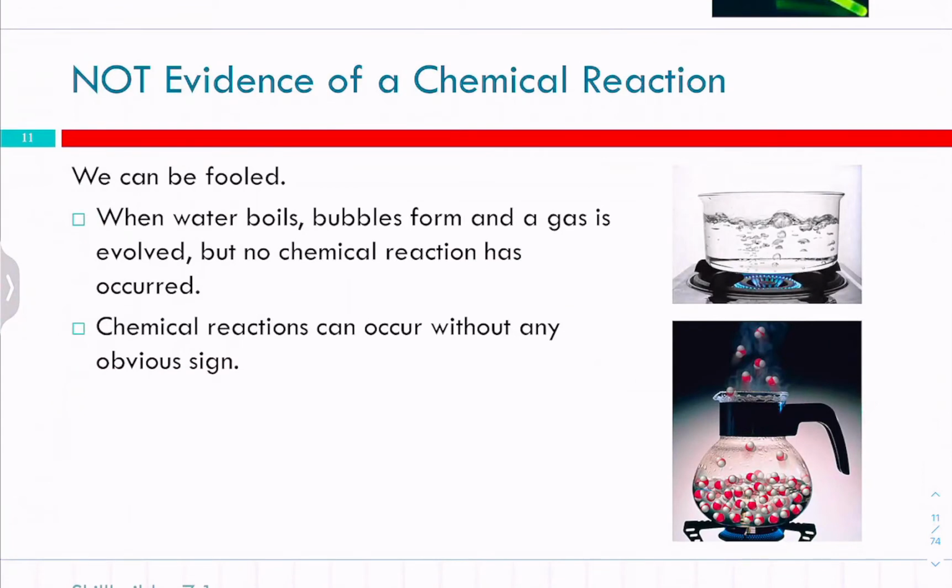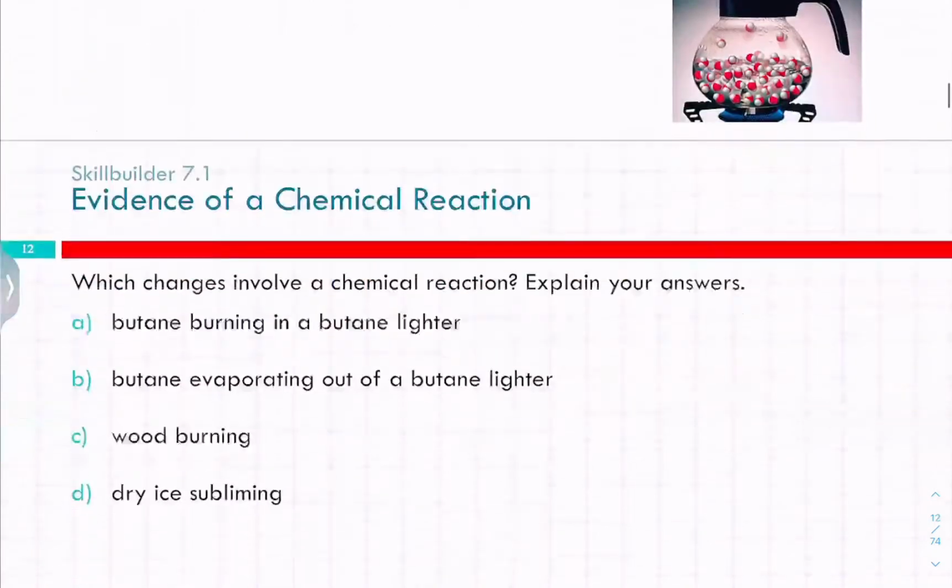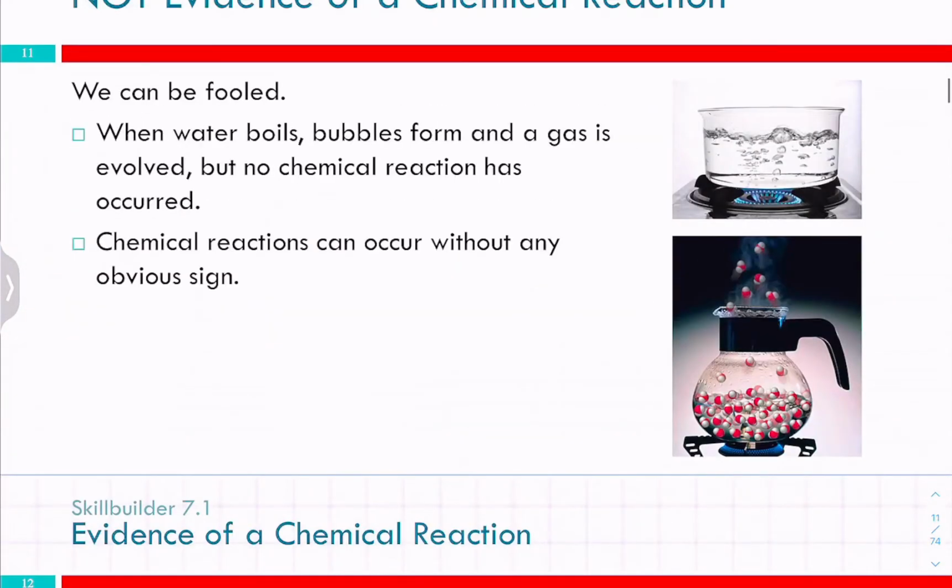This is one example of not a chemical reaction, right? Bubbles being formed in water, if it's boiling, is not a chemical reaction, because we're not taking the molecules, breaking the hydrogen and oxygen apart and forming new molecules. We're just changing states. So it's going from a liquid to a gas. Phase changes are not chemical reactions. Oh, and sometimes chemical reactions can occur without any obvious sign, so you might not even be able to tell sometimes.